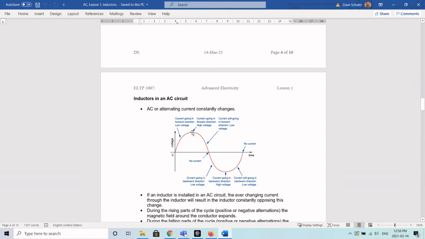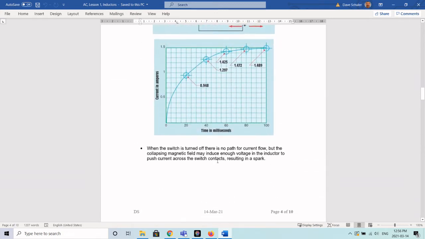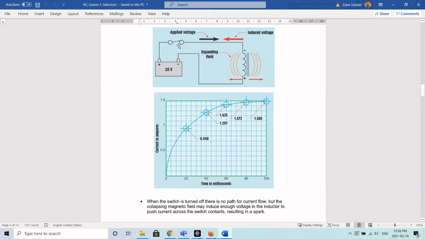So it's constantly changing. So it's like the instant that we close the switch, except that it just goes on and on and on. Which means that this applied voltage is always changing, which means the magnetic field is expanding and collapsing. This induced voltage is always changing. There's going to be a constant flux in the current as well.